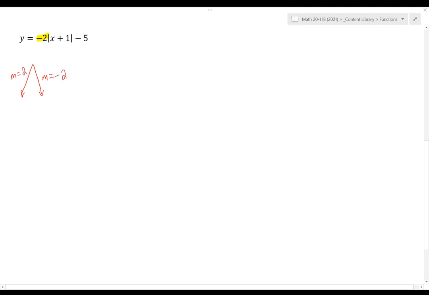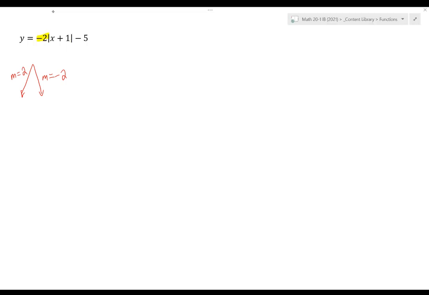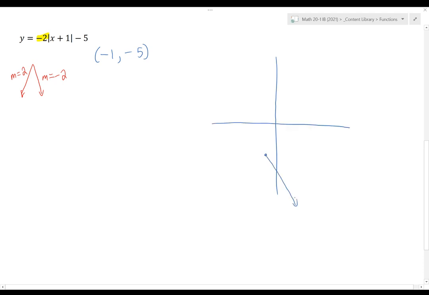And based on the fact that it's going downward, the positive slope must be on the left and the negative slope must be on the right. And I can figure out where my vertex is based on the translations that must have taken place. The vertex must be at negative 1, because negative 1 plus 1 would give me 0, and negative 5. So with that information, I can already make a sketch. So negative 1, negative 5, opening downward. But I can actually figure out as well the equations of these two lines specifically.